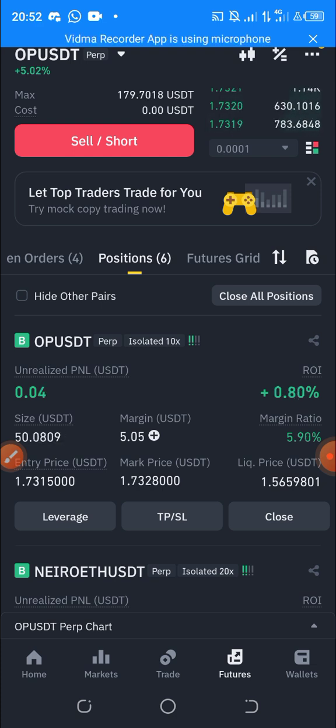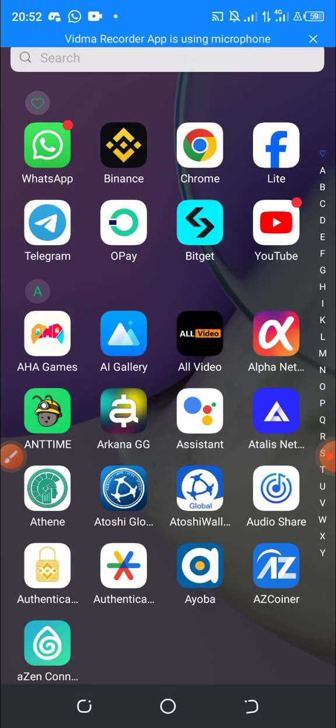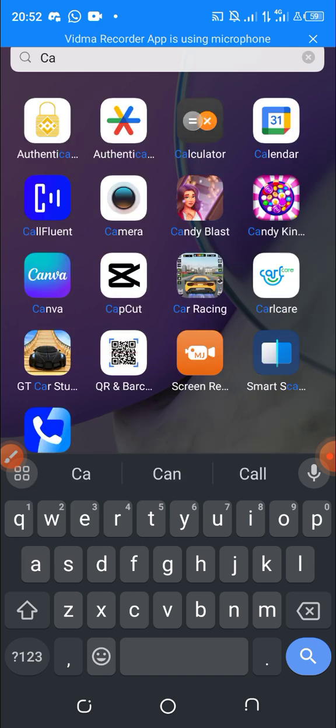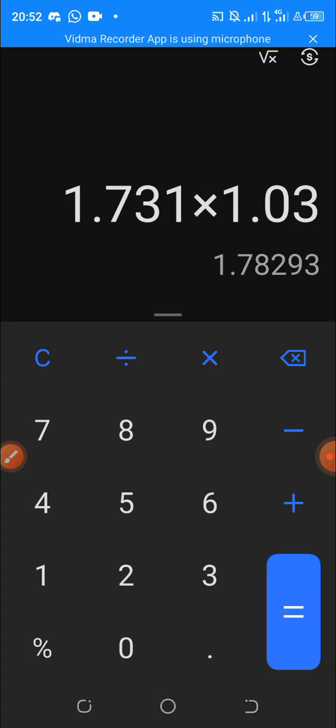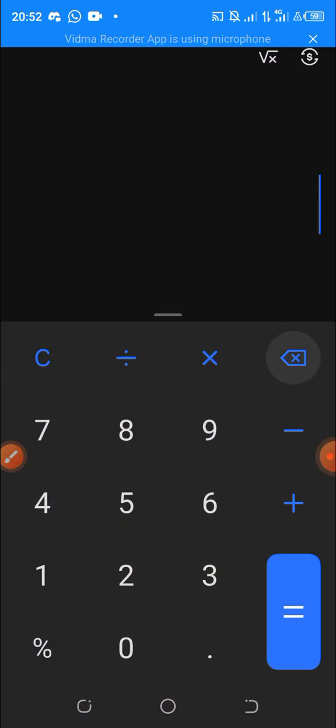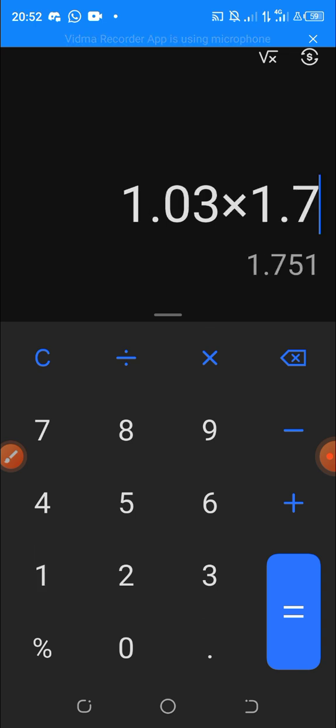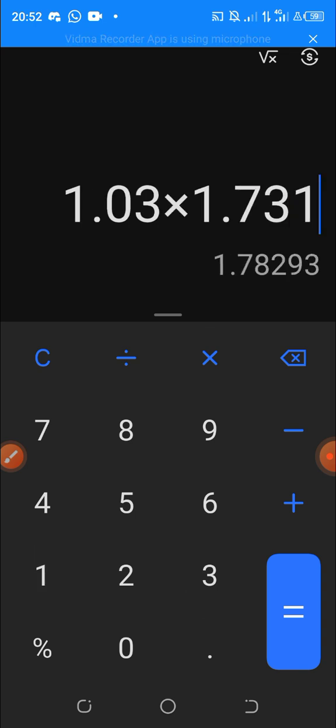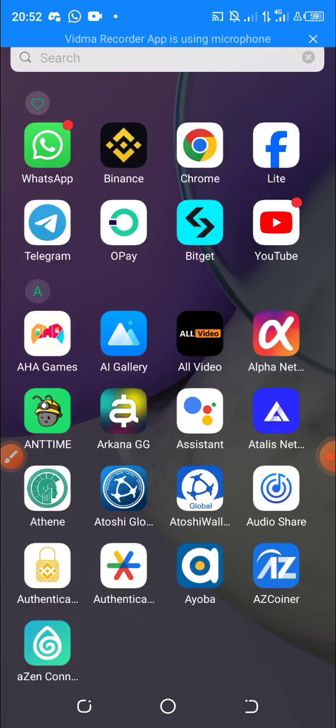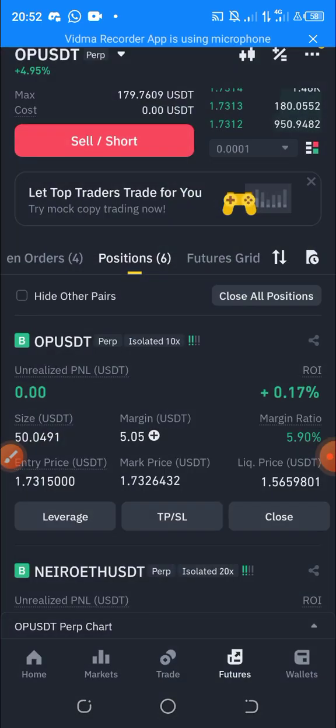So I will go and calculate it, and I will add 3% to it. So calculator. So 3% plus 100%, that is 1.03 times 1.731. So I'll be having 1.782. So once this OP gets to 1.782, then I'm set to take profit and exit the trade.